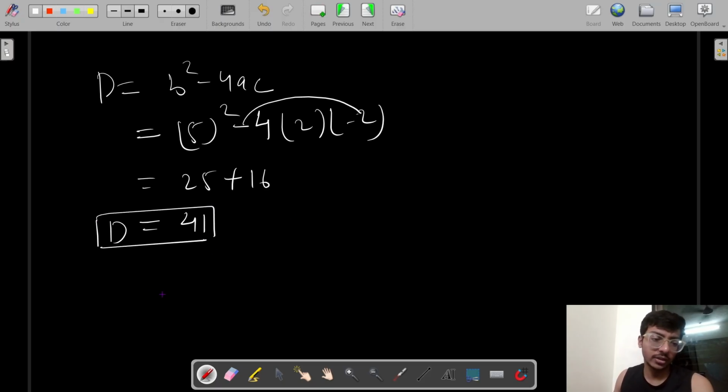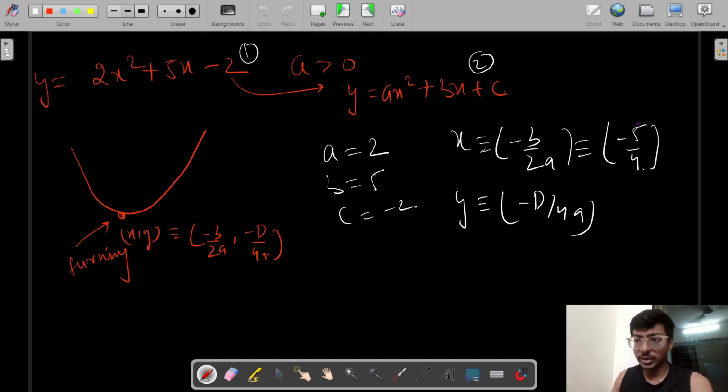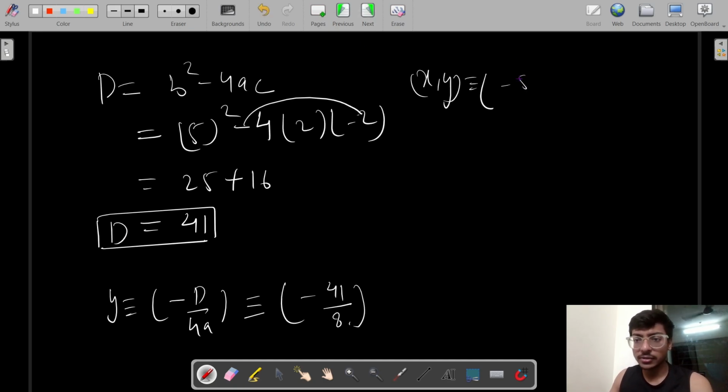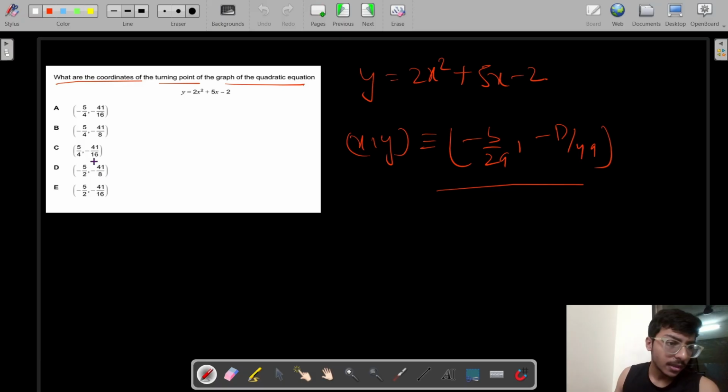So if I put in my values to find the y coordinate, I need to find minus D by 4a, where my D is 41, that is minus 41, and your a is 2, so 4 into 2 is 8. Fine. So my x and y coordinates are nothing but minus 5 by 4, comma, minus 41 by 8. So let's come back to the options and check which one is correct. The correct option will be minus 5 by 4, minus 41 by 8. That is option B. This is the correct one, right?